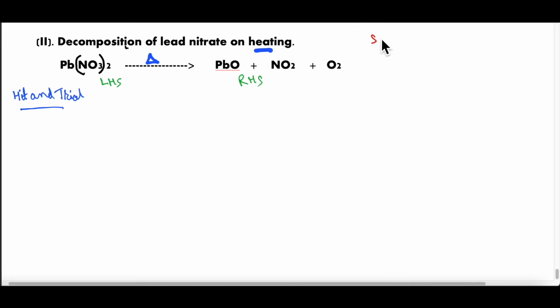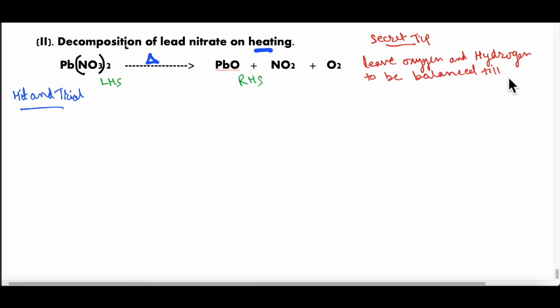But we know the secret tip that it's a good strategy to always leave oxygen and hydrogen to be balanced till last. Here in this chemical equation we have oxygen, so leave oxygen to be balanced till last. Then we will first talk about lead and nitrogen. As per the step, we should start balancing with the element which has the maximum number of atoms, and it can be on either of the sides. So we have one atom of lead on the reactant side and one atom of lead on the product side.